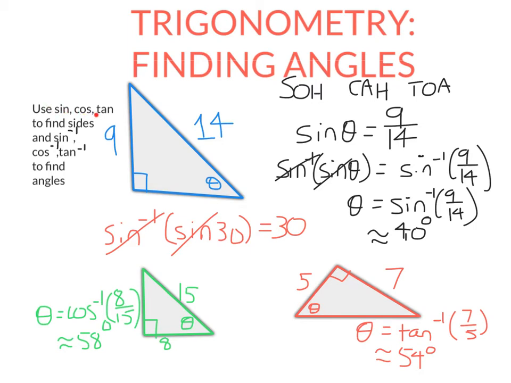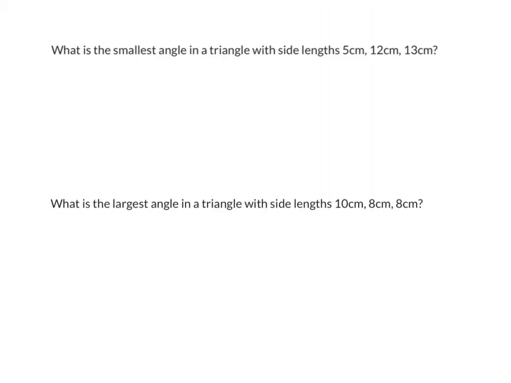We use sine, cos, and tan like we did last lesson to find sides. But whenever you're finding an angle, you need to use sine inverse, cos inverse, or tan inverse. Again, you get that on your calculator by pressing shift or second, and then sine, cos, or tan. So let's look at a couple of harder examples. So let's have a go at these questions here.